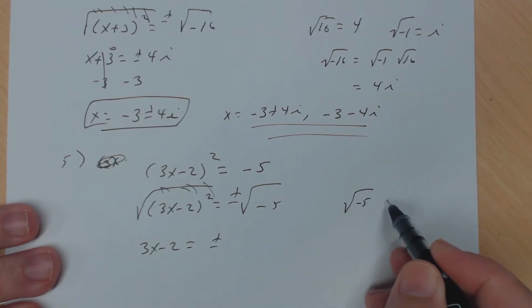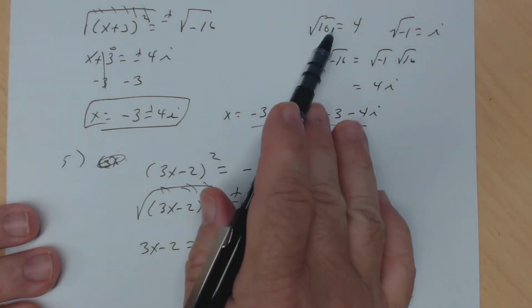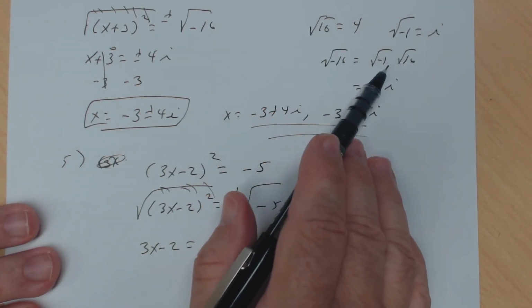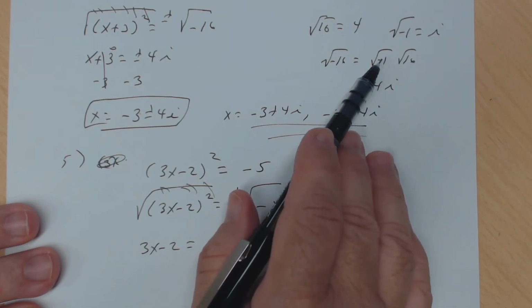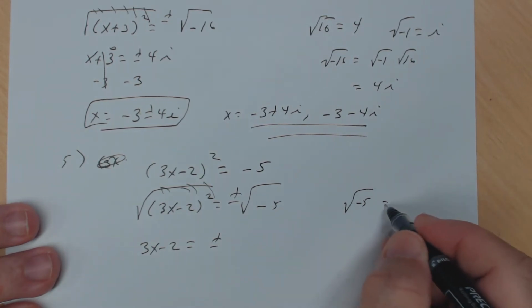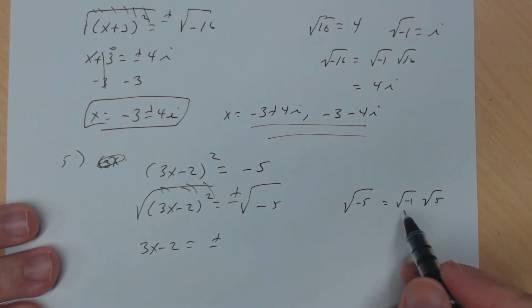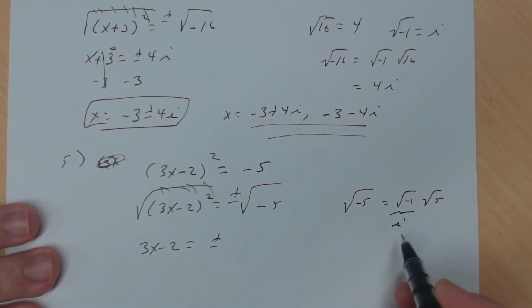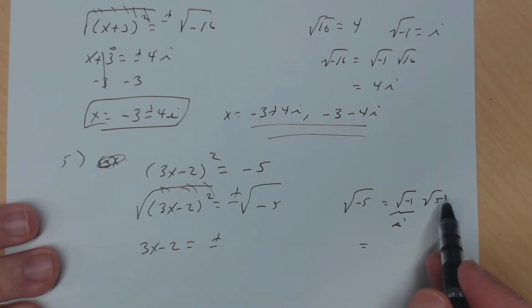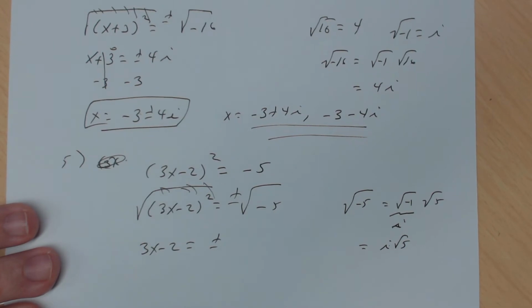Now remember the square root of negative 16. 16 was a perfect square, so that's where I got that 4 from. The square root of negative 1 is the imaginary unit i. Over here, though, when I rewrite this as the square root of negative 1 times the square root of 5, 5 is not a perfect square, but I can rewrite the square root of negative 1 as i. And remember, when you still have the radical left, leave the i in front. So i square root of 5 is what this is. So I get plus or minus i square root of 5.